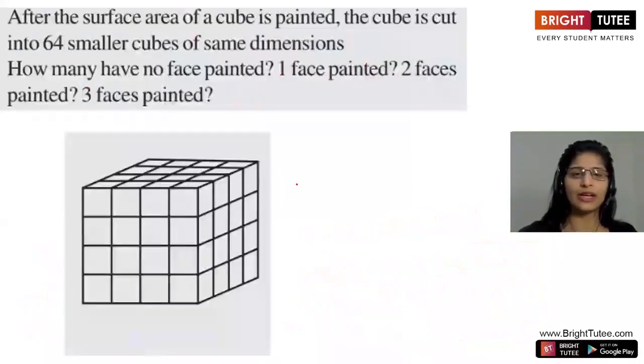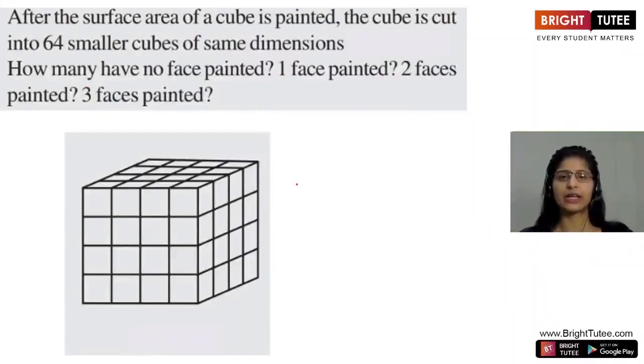Okay, now moving ahead, here is a question, and you need to be very careful in looking at it. They are saying, after the surface area of a cube is painted, that means all over this cube is painted, from all the sides, all 6 faces are painted, suppose with any color. Now they are saying it is cut into 64 smaller cubes of the same dimension. So we see there are 1 2 3 4, so 16 here. So we have cut out 64 smaller cubes of the same dimension.